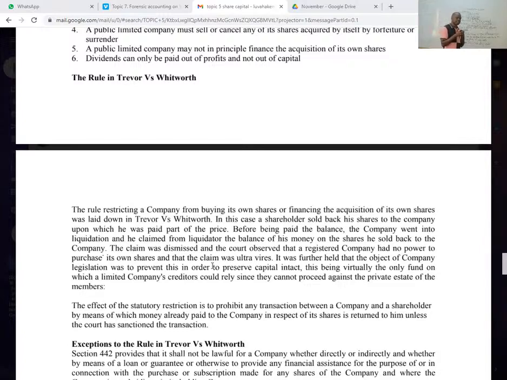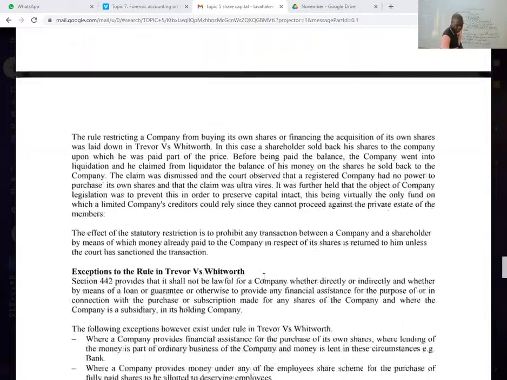So it has exceptions. Just like other major rules we come across in company law, the rule in Trevor versus Whitworth has exceptions. So what are the exceptions? The exceptions are categorized into two, under directly purchasing and also under directly financing. So you can look at the exceptions. You can just go through the exceptions just down there.